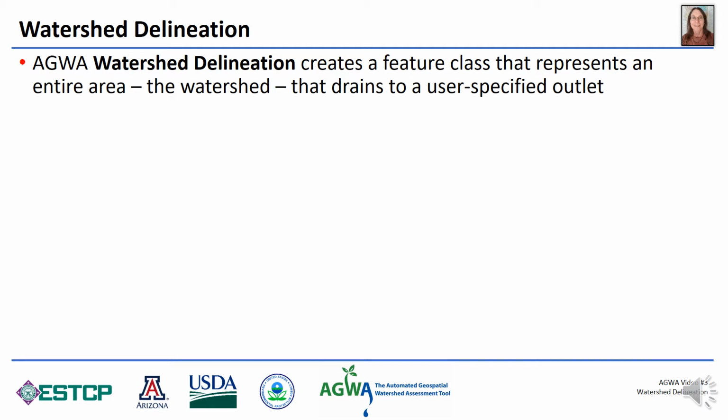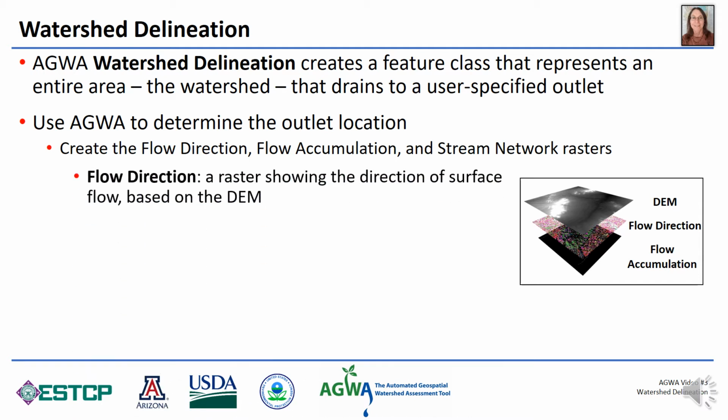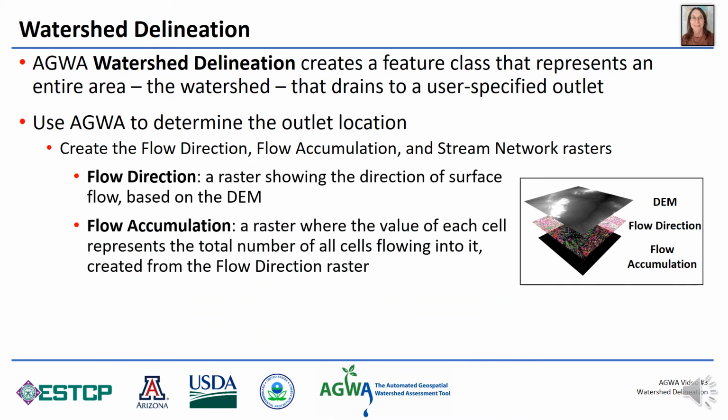AGWA Watershed Delineation creates a feature class that represents an entire area, the watershed, that drains to a user-specified outlet. We can use AGWA to determine the outlet location. First, we create the flow direction, flow accumulation, and stream network rasters. The flow direction raster shows the direction of surface flow and is created from the DEM. In the flow accumulation raster, the value of each cell represents the total number of all cells flowing into it. It's created from the flow direction raster.